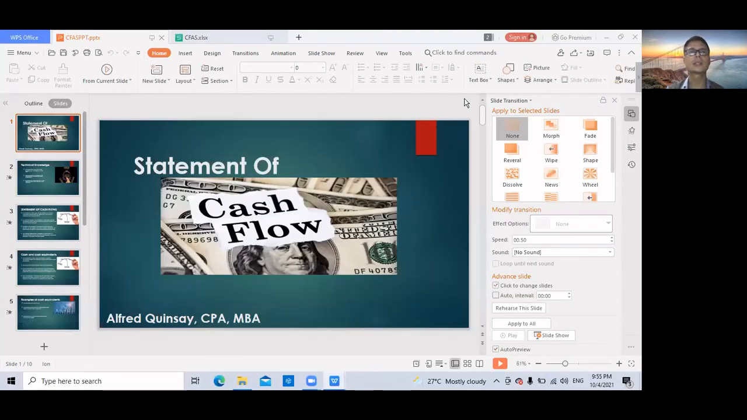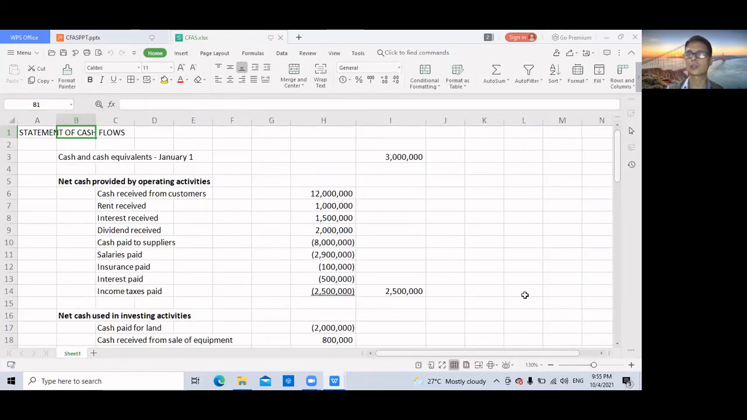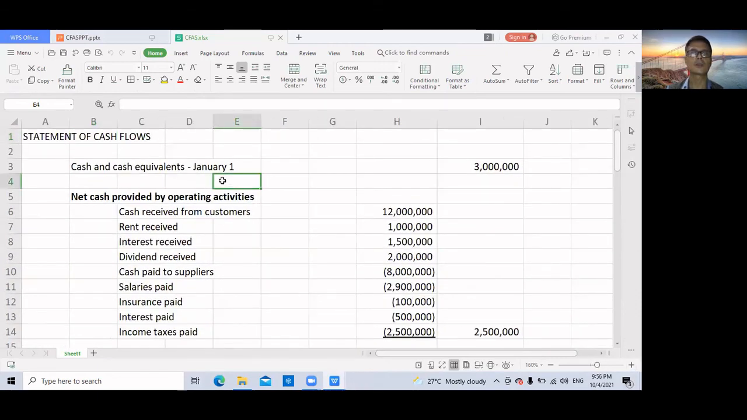Okay, now let's proceed with this one, which is the statement of cash flows. As we can see, these are assumed amounts. So we're just showing the format of the statement of cash flows. We'll start with the cash and cash equivalents, January 1, which is 3 million.